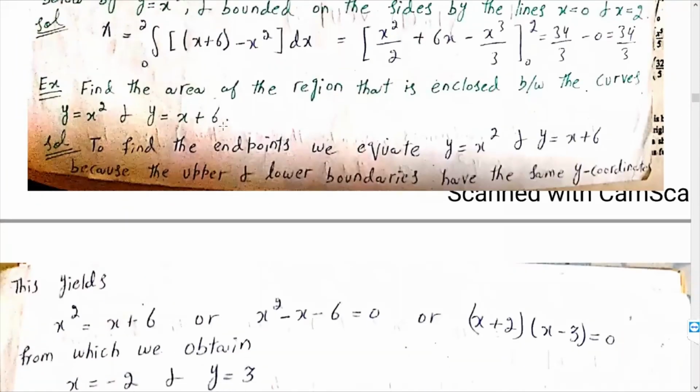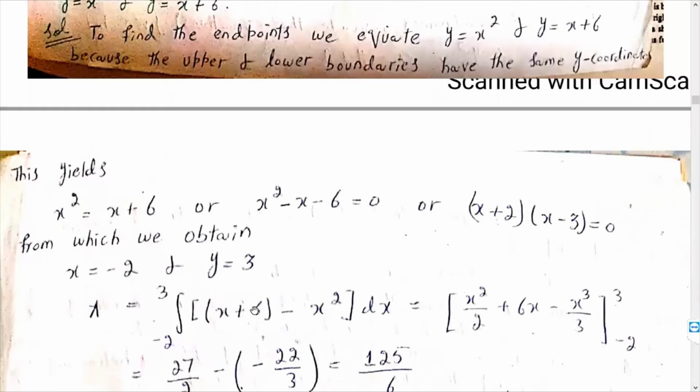Now, as both of the functions are in the form of y equals f of x, what we can do is equate them. Why are we equating them? To find the limits of integration. So equate them, solve them. We get two values, x equals minus 2 and x equals 3. Earlier I said y, which was a mistake. It's x, not y. So the lower limit is minus 2, the upper limit is 3.